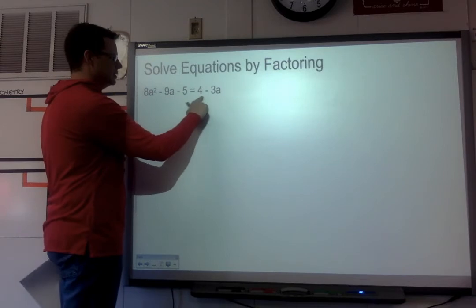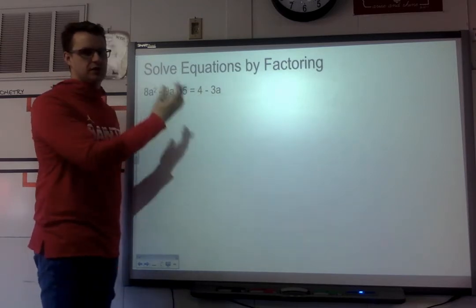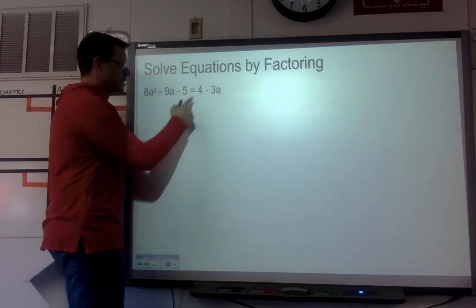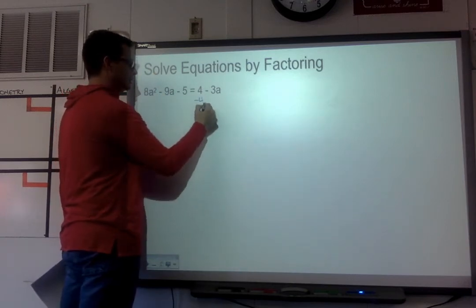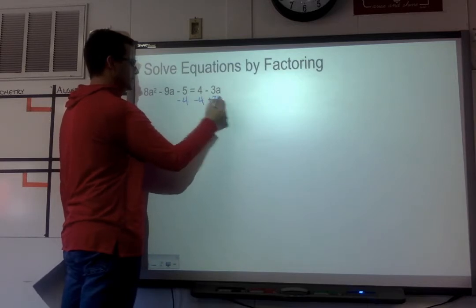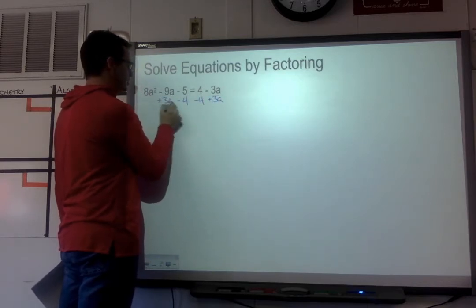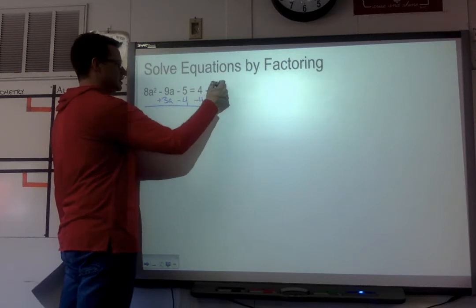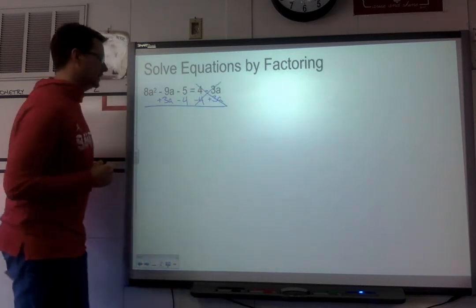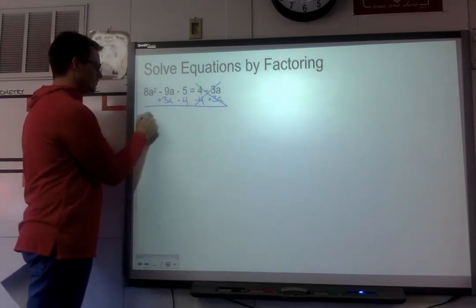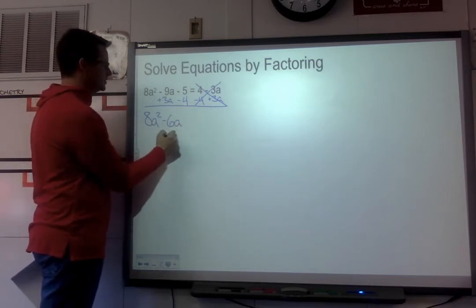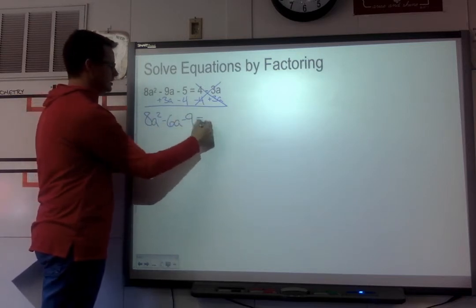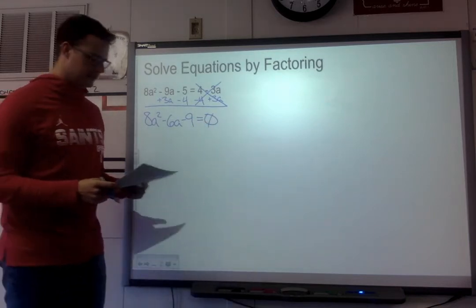So that means anything on the right side of the equals sign, we need to move over to the left. In this case, I'm going to do two steps at once here. I'm going to subtract 4 from both sides, and I'm going to add 3a to both sides. So everything on this side cancels. On the left, I have 8a squared minus 6a minus 9 equals 0.